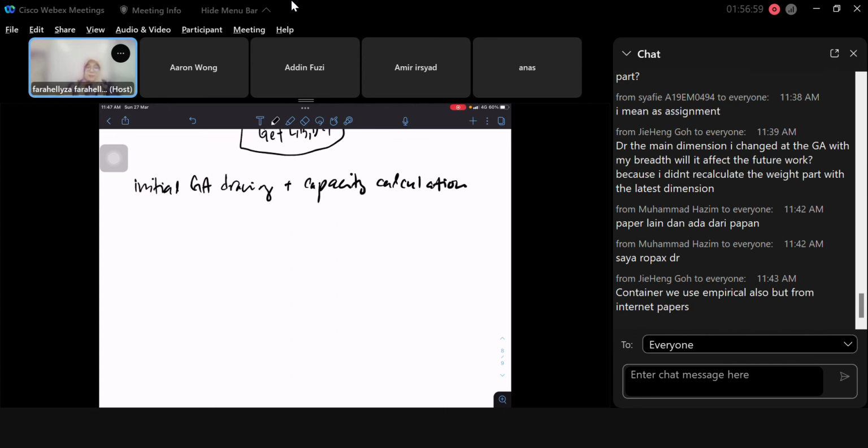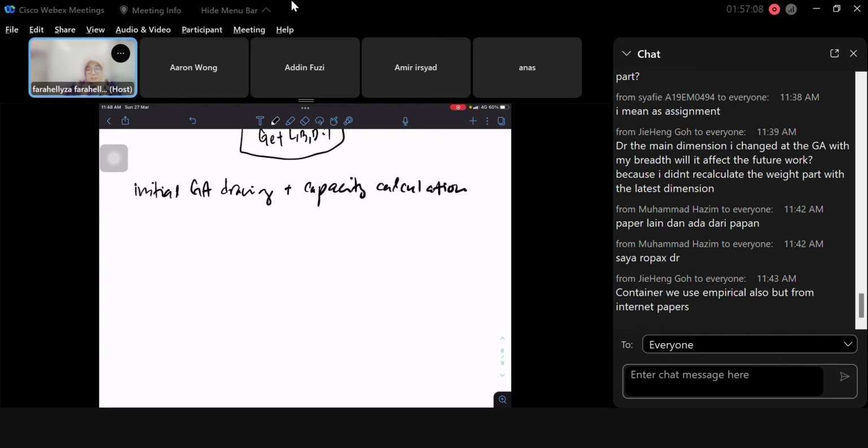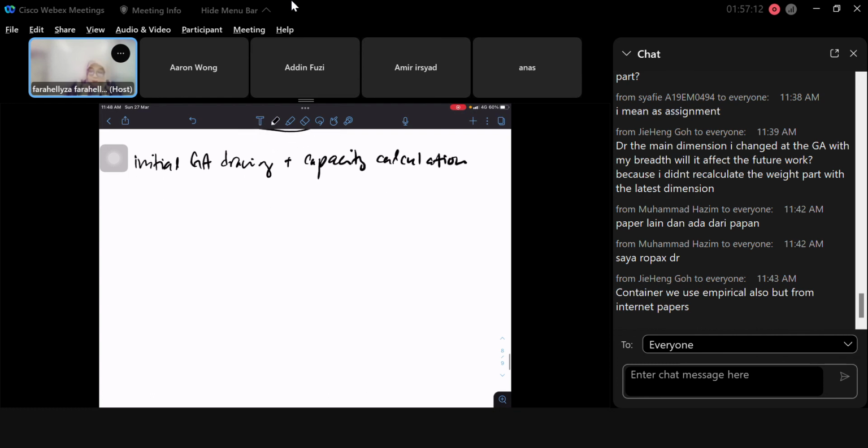So last time, with the main dimensions that you got from the main dimension part, I asked you to do an initial GA drawing. Okay, so your friend has come out with the initial GA drawings. You can look in the design report. Based on some rules and guidelines for the initial GA, your friend has come out with this one.